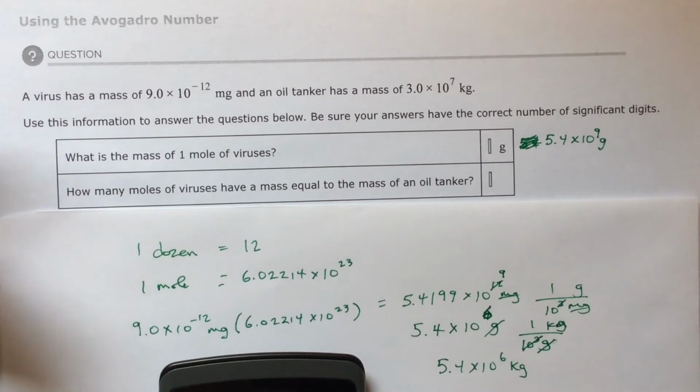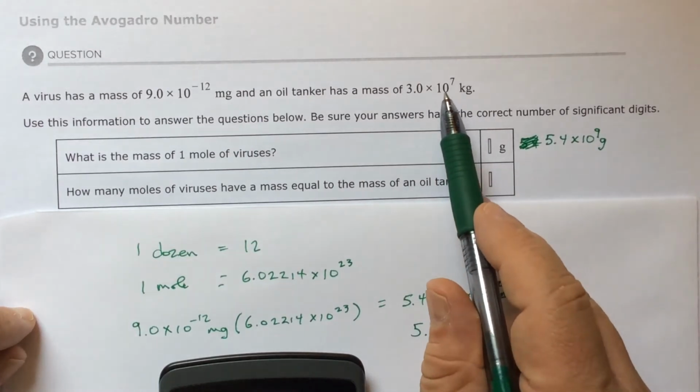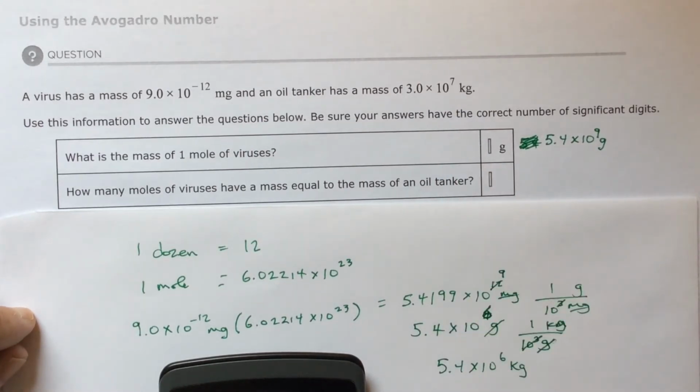And viruses are tiny, tiny, tiny. But 1 mole is so big that all those tiny things added up will give you 5 million kilograms, which is like 10 million pounds. It's ridiculous. It's still smaller than the tanker, so there's going to be some going into the tanker.